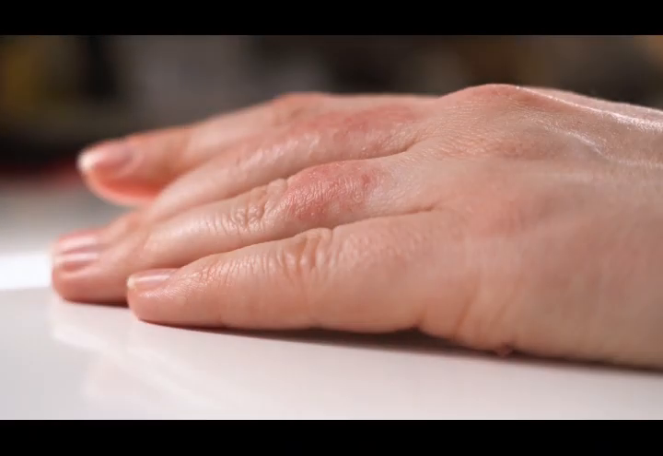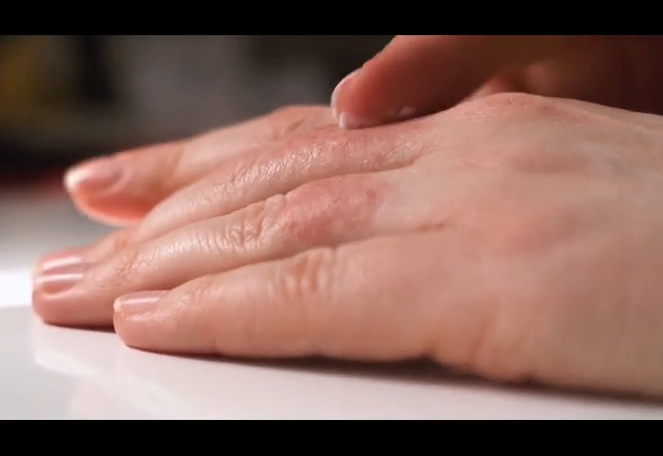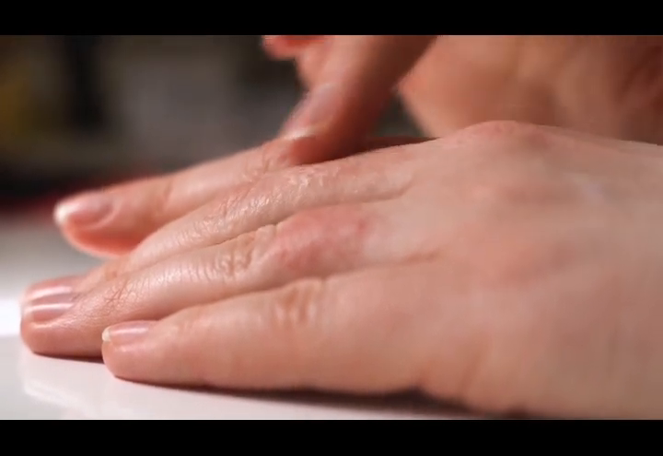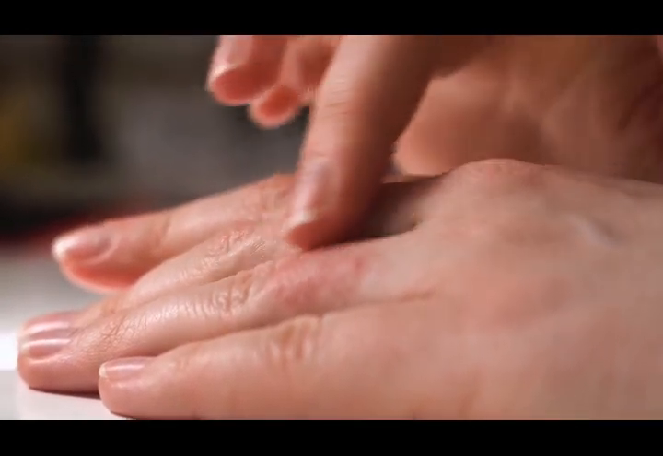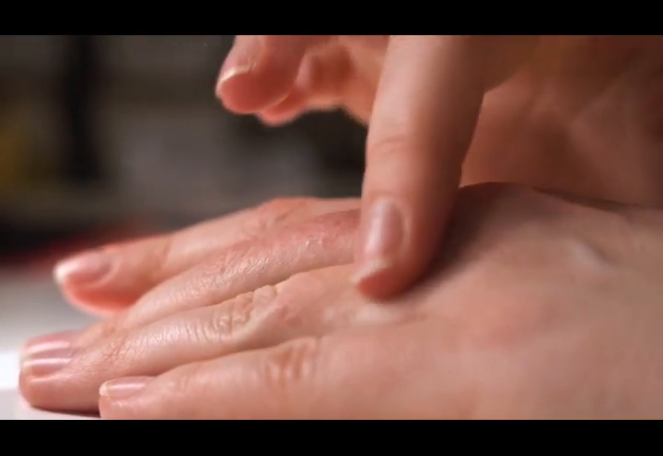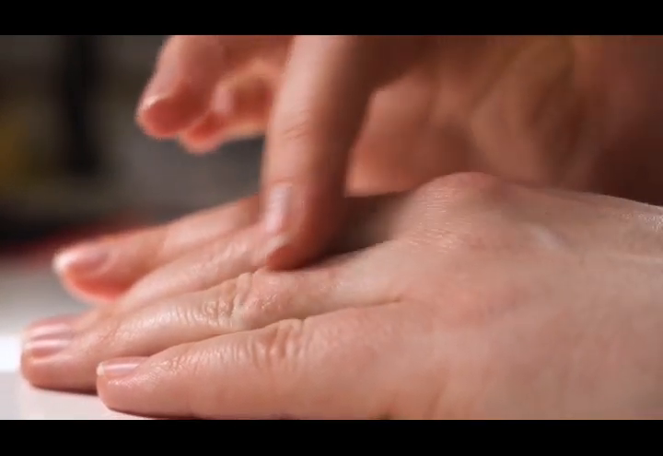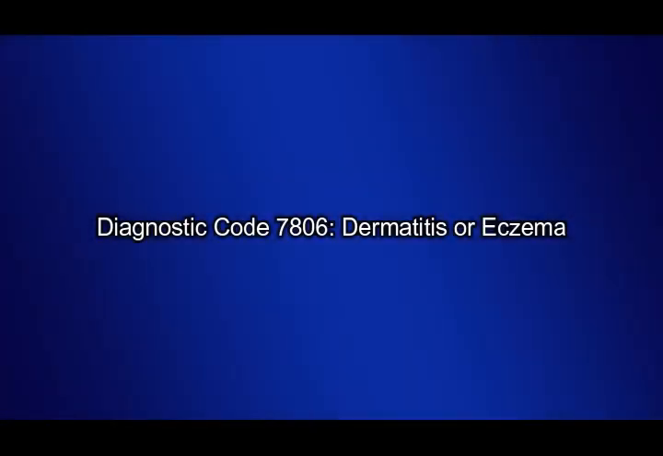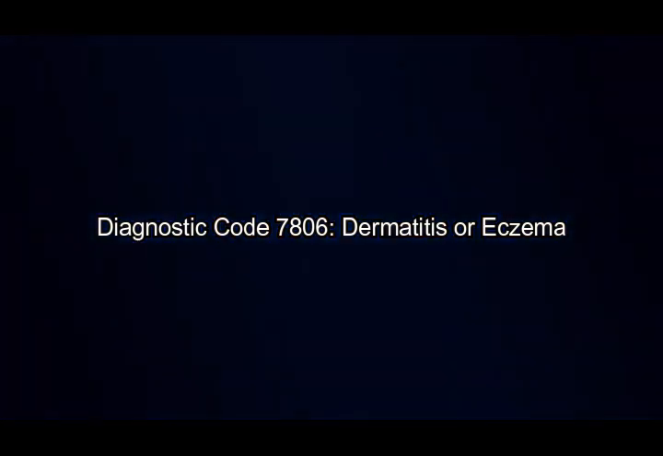If you're a veteran dealing with skin issues like dermatitis, eczema, or other related conditions, this video will help you understand how these conditions are rated by the VA. Most of these conditions are rated under the general rating formula for the skin, Diagnostic Code 7824. Diagnostic Code 7806, dermatitis or eczema.